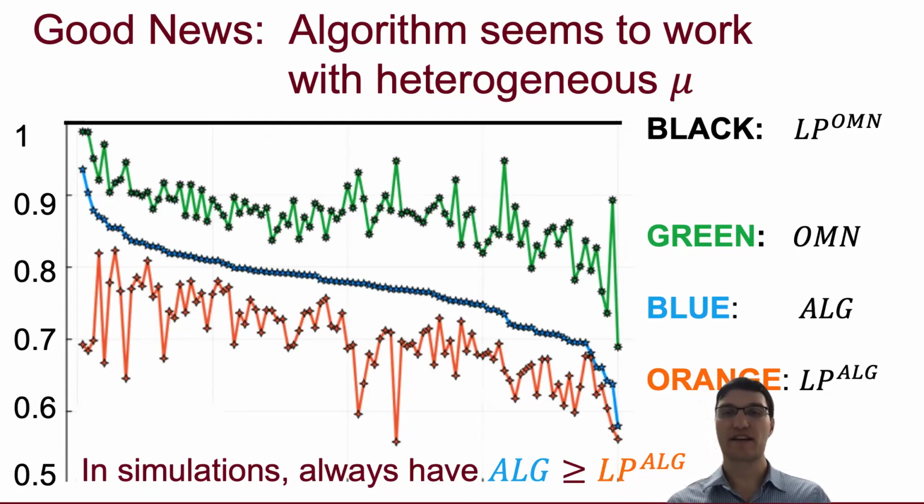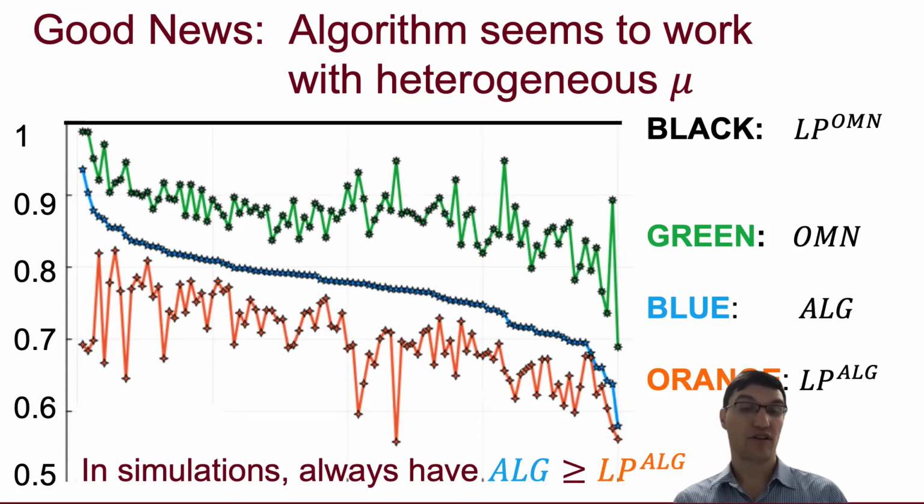Well, we don't need that assumption to show that our linear program upper bounds the omniscient policy. And we don't need that assumption to show that the orange linear program is always within a factor 2 of the black one. So the only place we need that assumption is to show that our blue, our actual algorithm, beats the orange linear program.